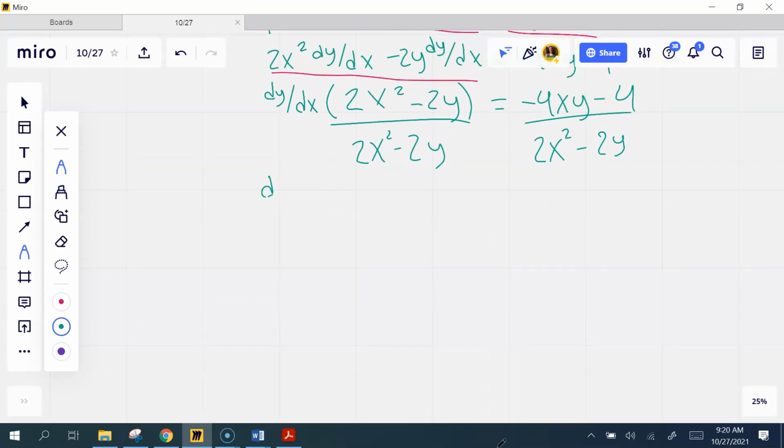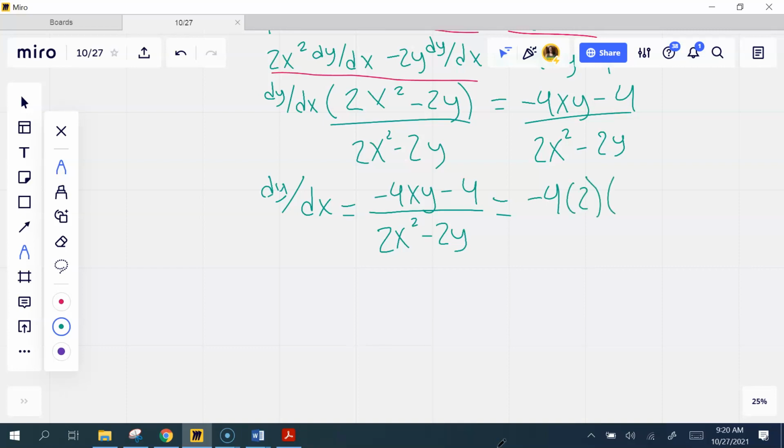So then we have dy/dx equals (negative 4xy minus 4) over (2x squared minus 2y). Now we just plug in 2 and 3 because I didn't simplify, but you don't have to. You can take a 2 out of everything. I know, but do we have to? No.